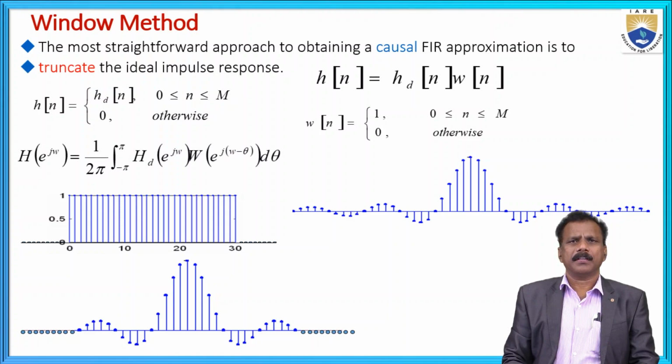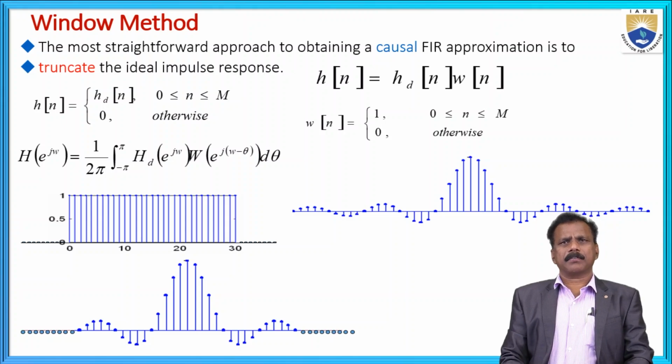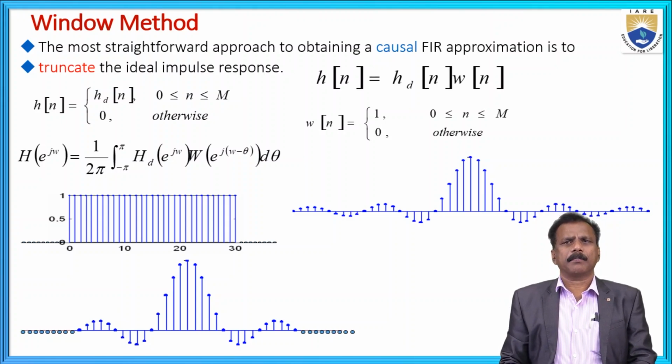by 2 pi integral from minus pi to plus pi of Hd of e power j theta times W of e power j omega minus theta, d theta.